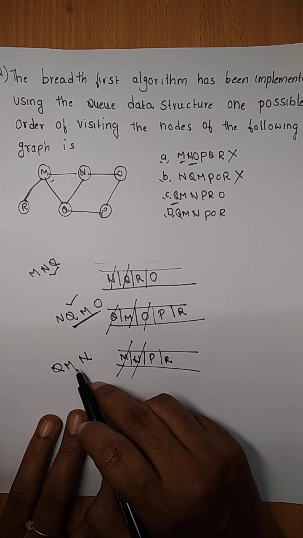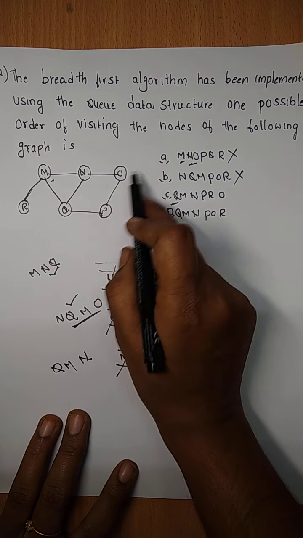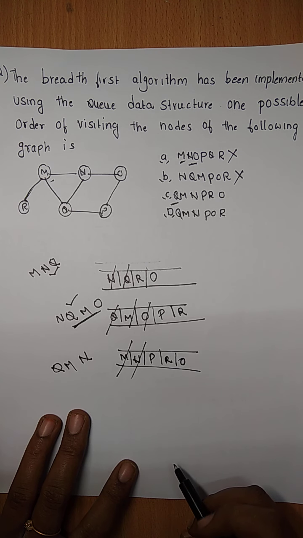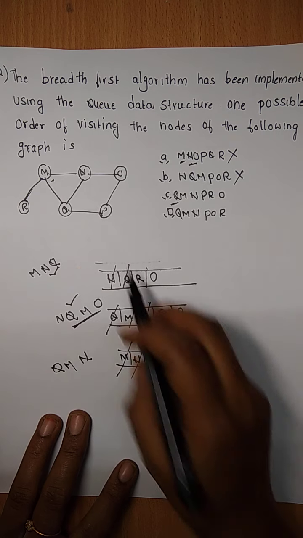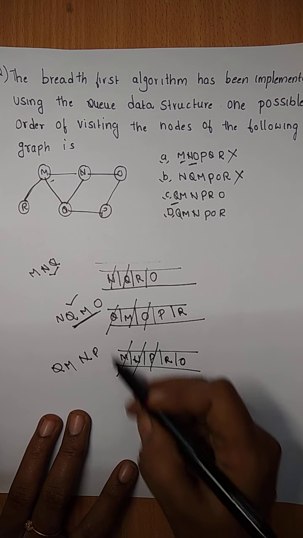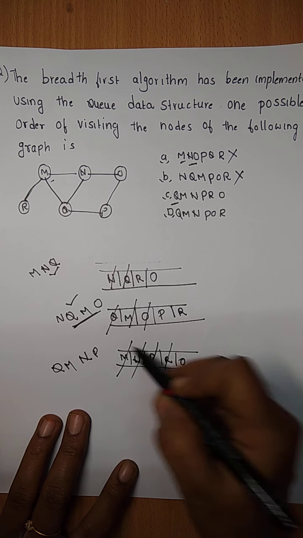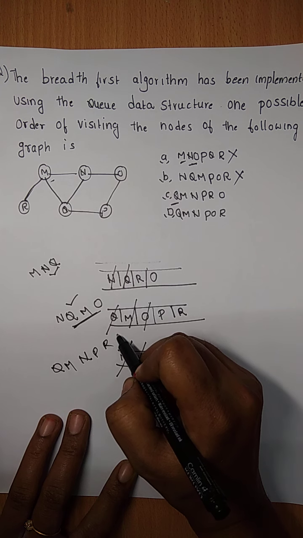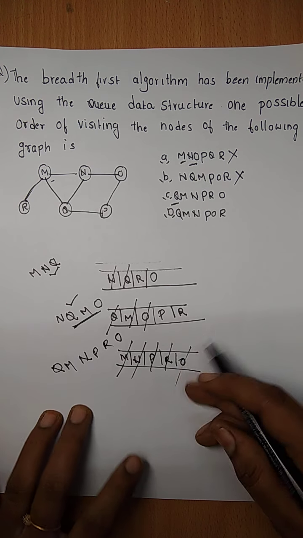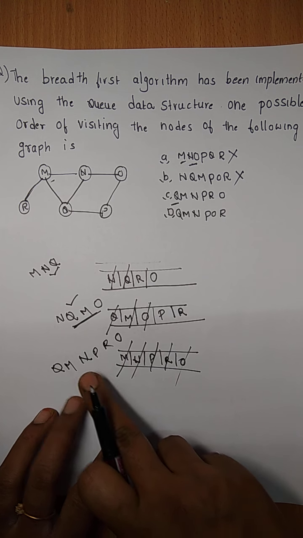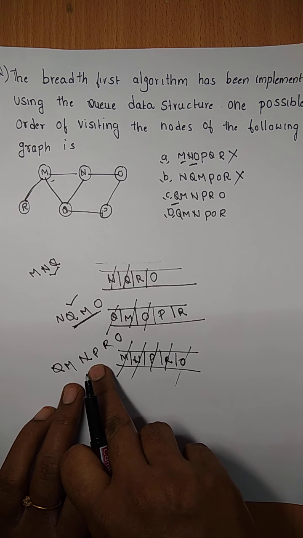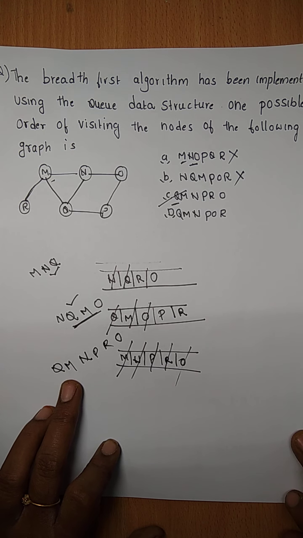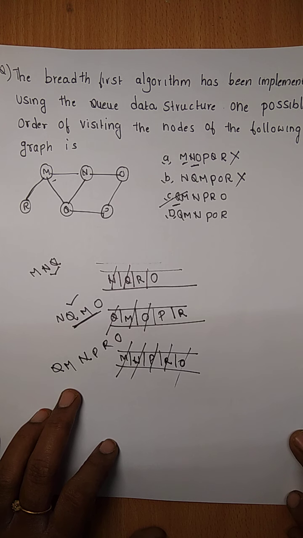and insert the adjacent non-visited vertices of N into the queue. The adjacent non-visited vertex of N is O, so insert it. Now remove P and mark it as visited, with no adjacent non-visited vertices, and remove R and mark it as visited, and remove O and mark it as visited. For P and O there are no adjacent non-visited vertices. So the resultant sequence of the BFS for the given graph is Q, M, N, P, R, O, that is option C. This is how we implement the BFS traversal for a given graph using the queue data structure.